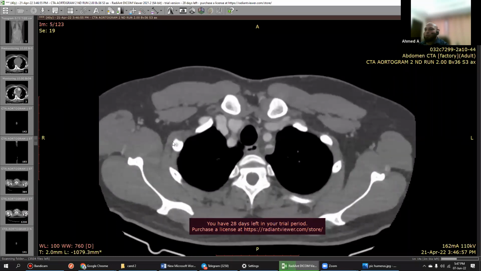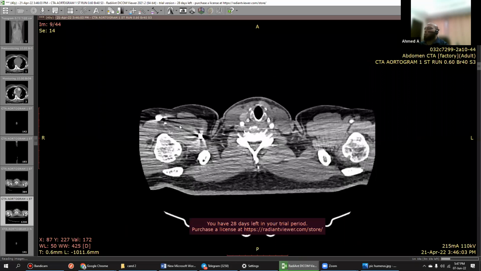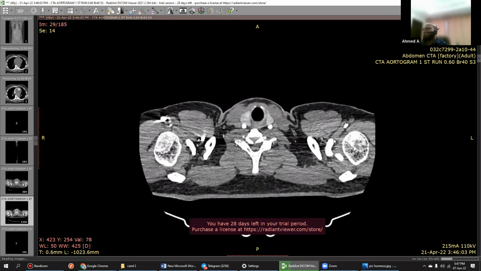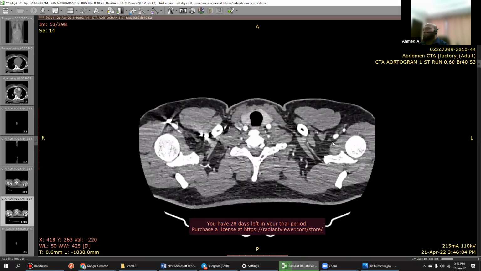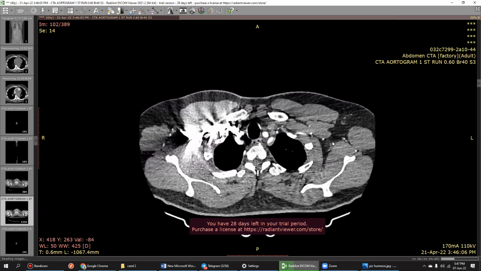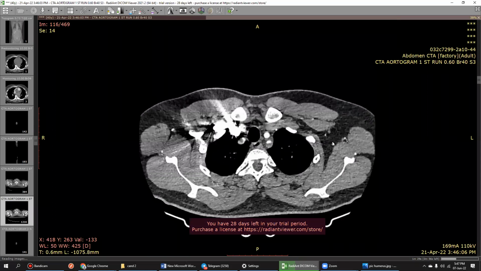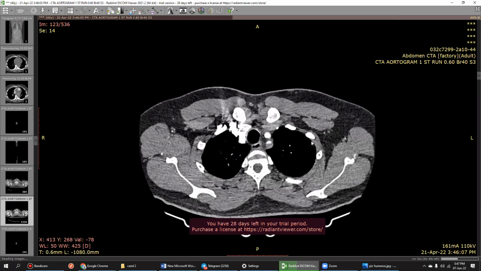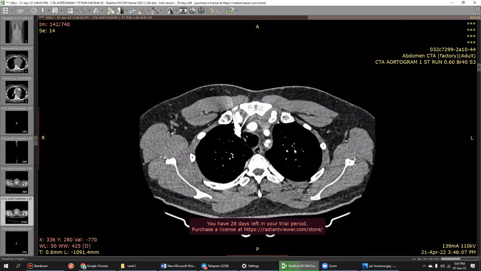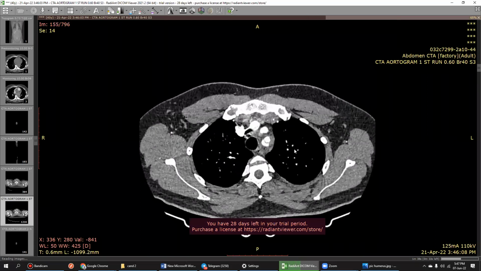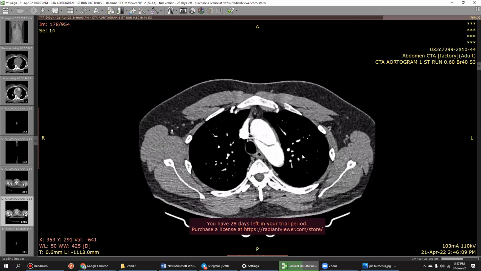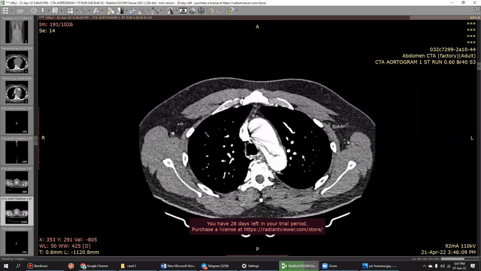Where is that first? Yeah, this one. You can scroll. I'm looking at the branches of the aorta as well. There is thrombus in the left subclavian artery. This section is extending, and the intimal flap is seen in the region of the aortic arch.